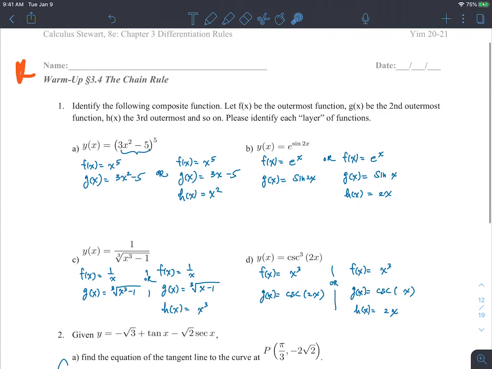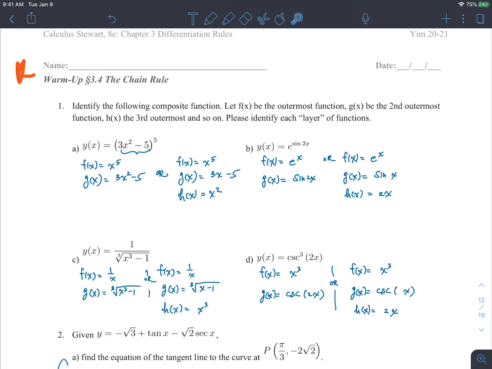There it is. So if you did it as a 2, that's what it is. But let's go by layer, outside in. It's something to the 5th, outside, and then 3 times something minus 5, which is 3x minus 5, and the last one is a squared value. Okay? You want to go outside in.